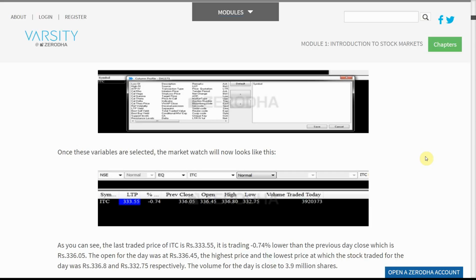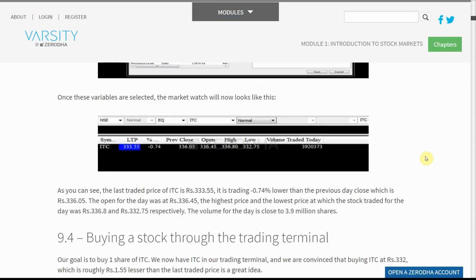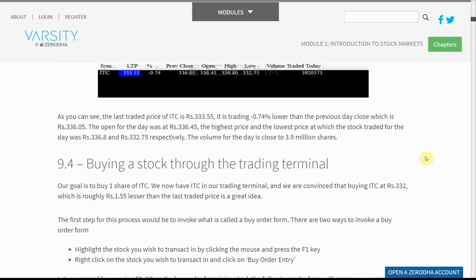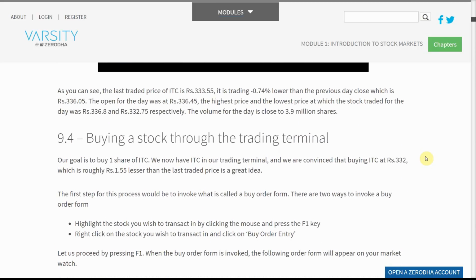The highest price and the lowest price at which the stock traded for the day was 336 rupees and 80 paise, and 332 rupees and 75 paise respectively. The volume for the day is close to 3.9 million shares.